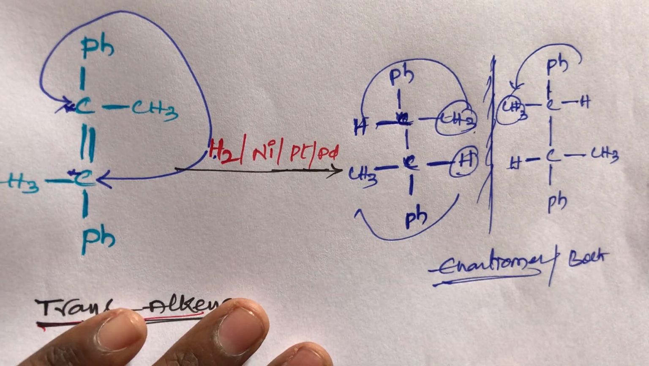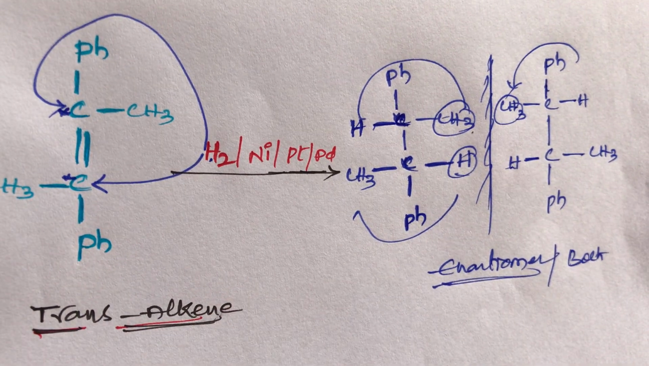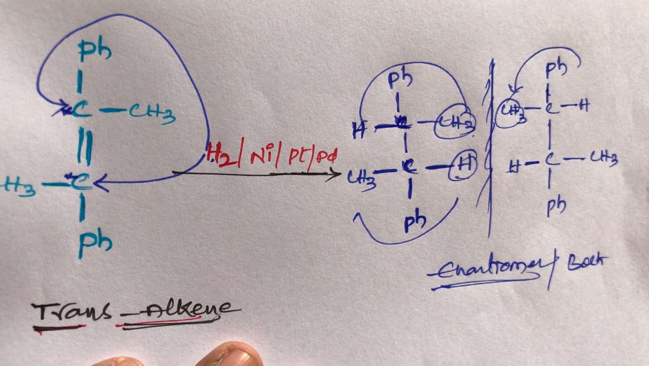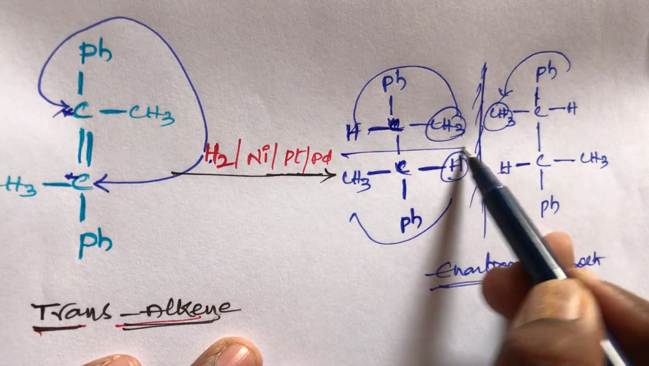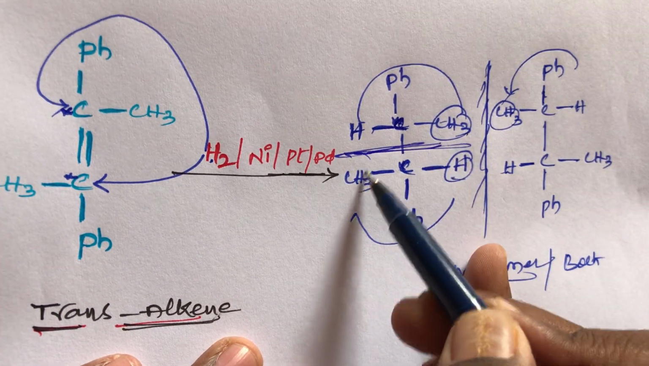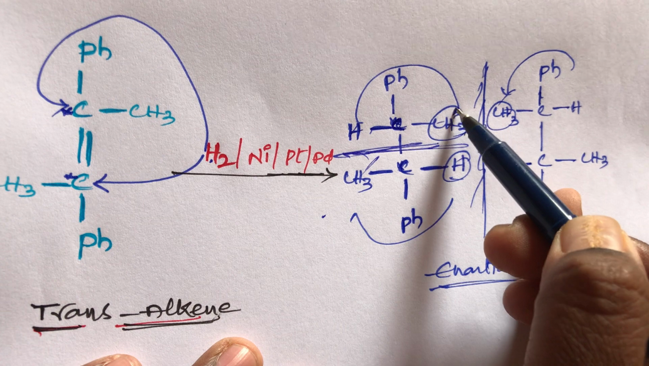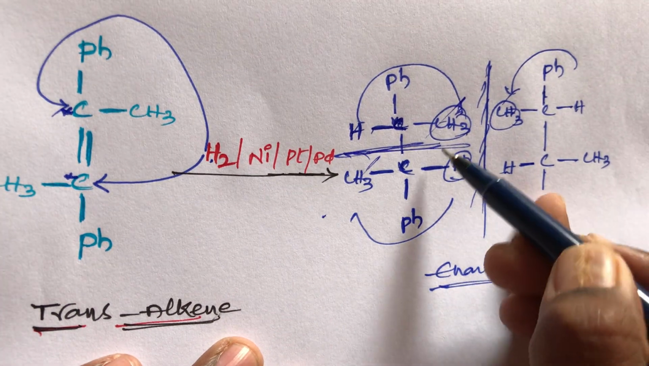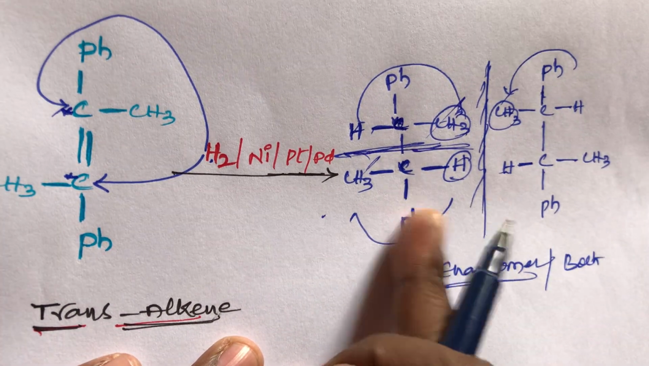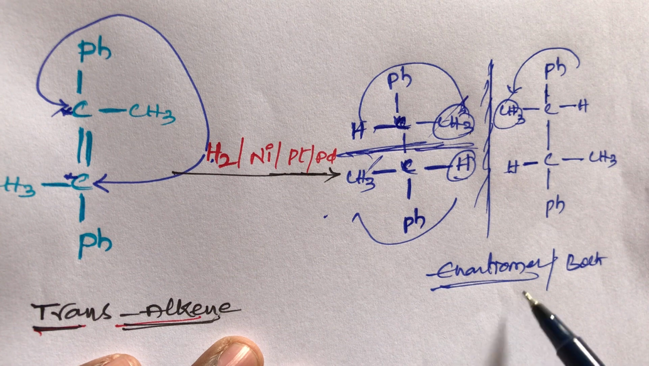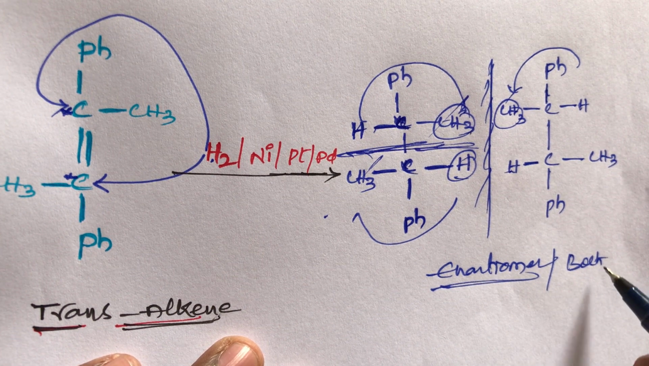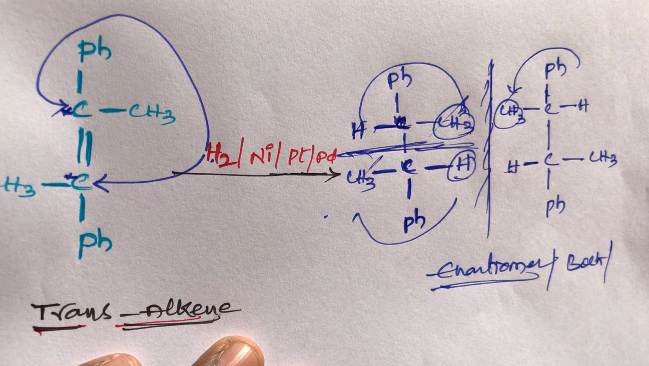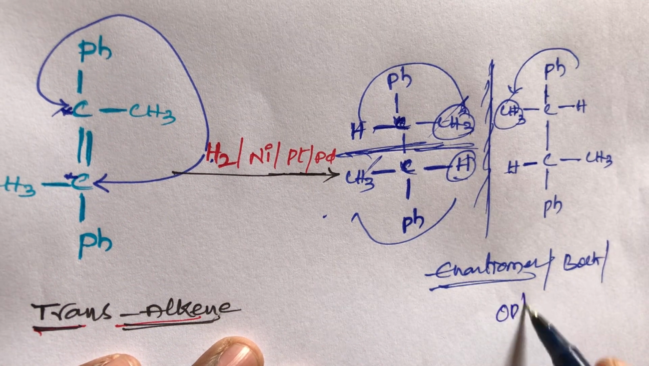Why? Because there is no plane of symmetry. Why? Because on the opposite side there is no plane of symmetry. The methyl group is present on the left hand side here, above the plane the methyl group is present on the right hand side, so the plane of symmetry is absent. So this compound exhibits enantiomers, these both are enantiomers and mirror images to each other and optically active also.